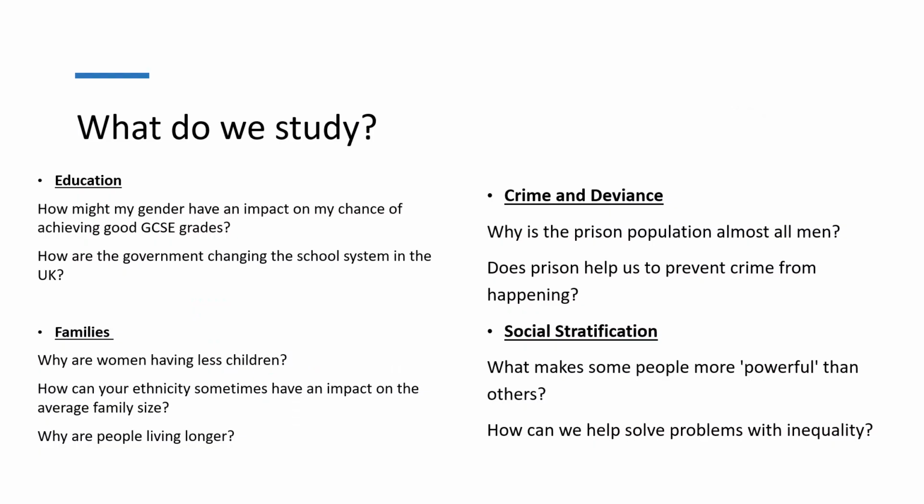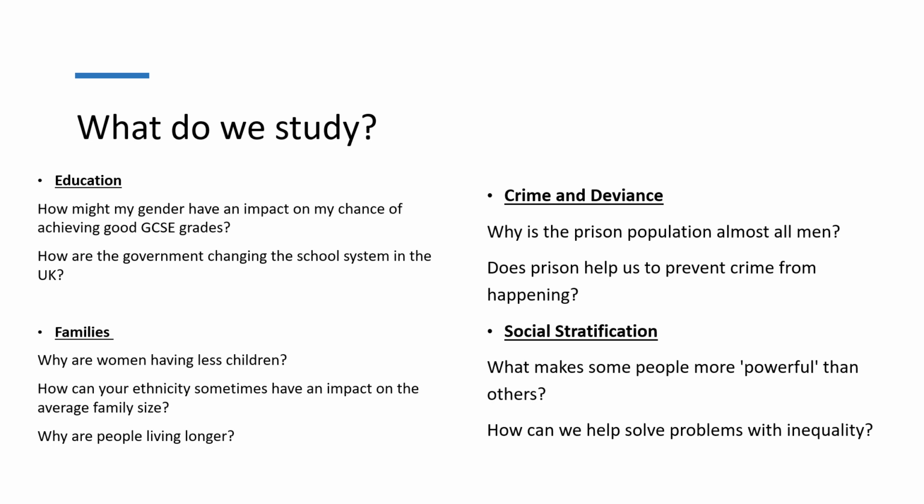In terms of the lessons and the topics that we might study, I've tried to give you a range of ideas on the screen there about the sorts of things that you might look at. The four main topics that you look at are education, families, crime and deviance, and social stratification. The only one on there that might seem really unfamiliar is social stratification. That basically is where you rank in society. It's the idea that some people have more power than others and why that might be.